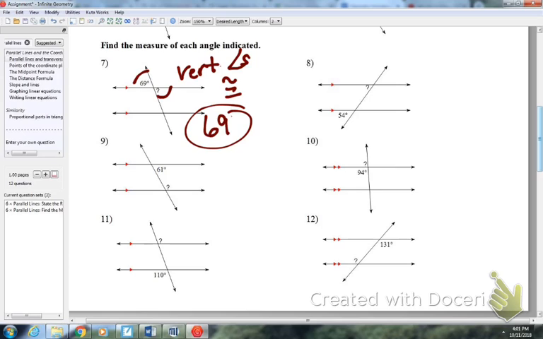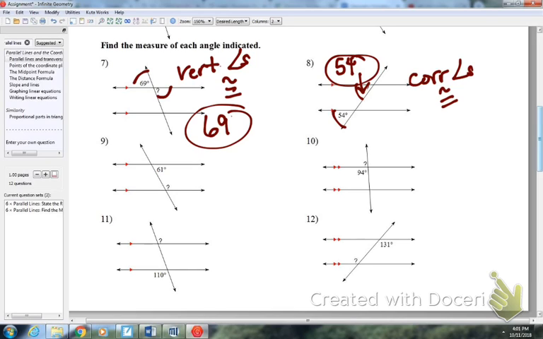So if I take a look at the next picture, number 8, the 54-degree angle and the question mark, these two are corresponding angles. And again, corresponding angles are congruent as well. If I take this 54-degree angle and slide it up, it would fit perfectly on top of my question mark angle. So since corresponding angles are congruent, my question mark angle in this picture is going to be 54 degrees also. Remember, congruent means they're the same.